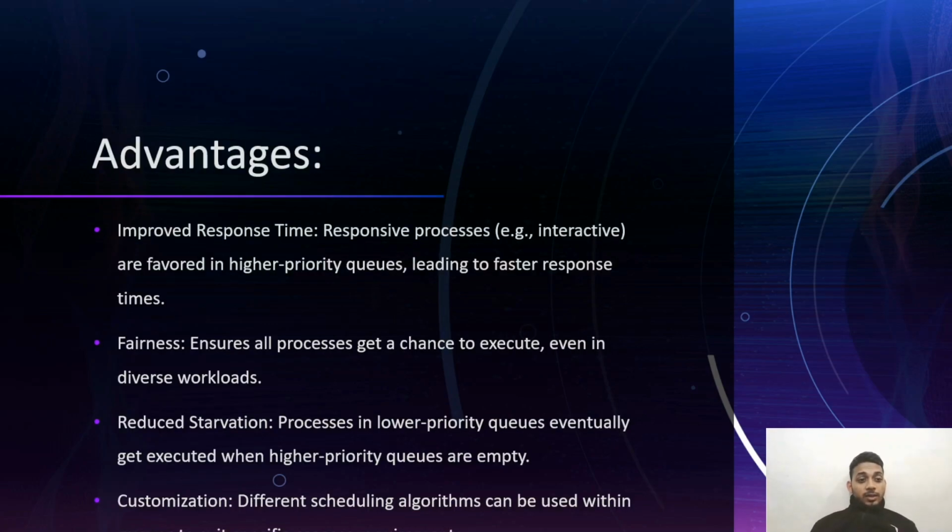Advantages: improved response time. Responsive processes are favored in higher priority queues, leading to faster response times. Fairness ensures all processes get a chance to execute even in diverse workloads. Reduced starvation. Processes in lower priority queues eventually get executed when higher priority queues are empty. Customization. Different scheduling algorithms can be used within queues to suit specific process requirements.